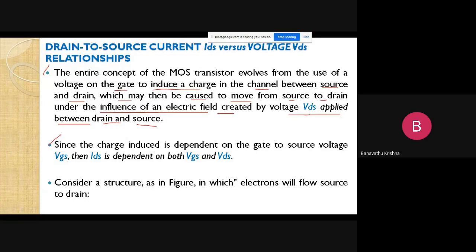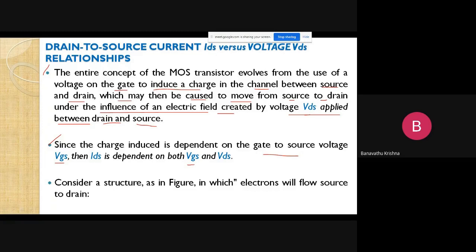Next, second point. Since the charge induced is dependent on the gate to source voltage, that is VGS. As I told you, the charge is induced depending on the gate voltage with respect to source or substrate. Then IDS is dependent on both VGS and VDS. How is it dependent on both VGS and VDS?